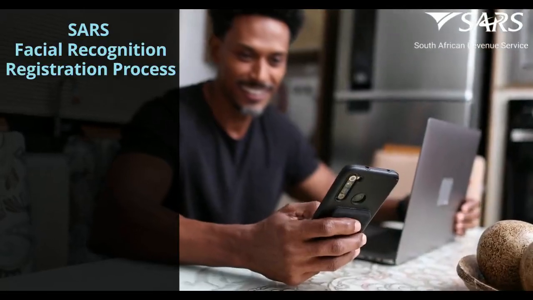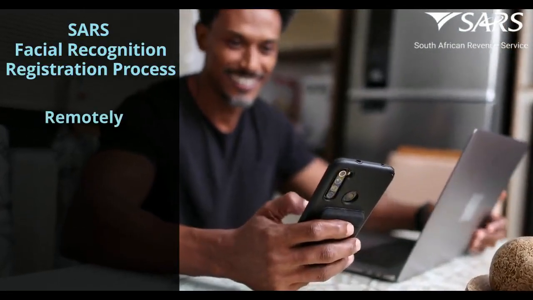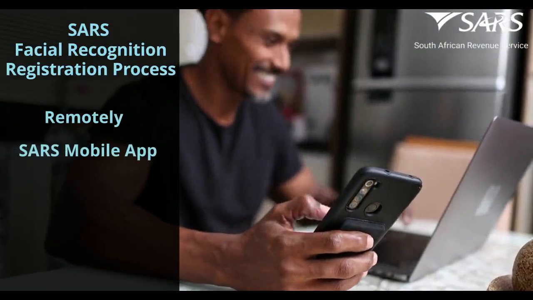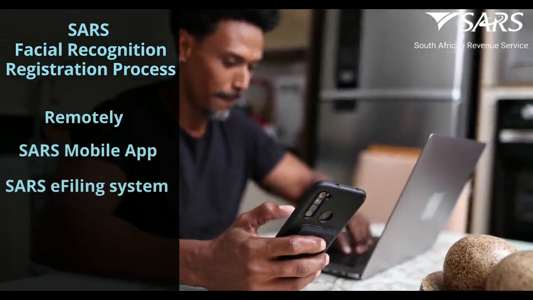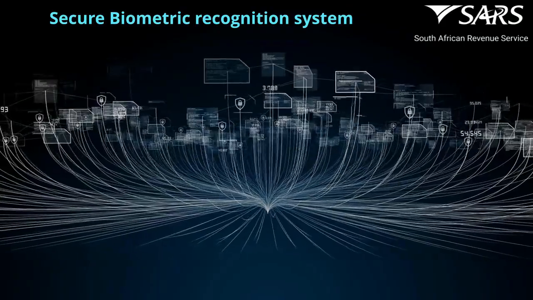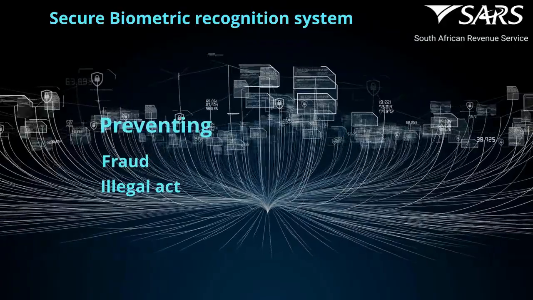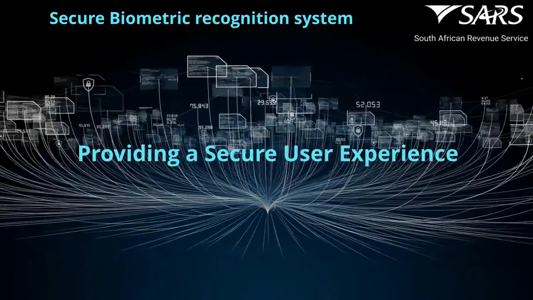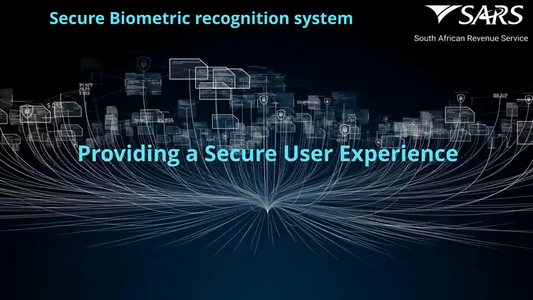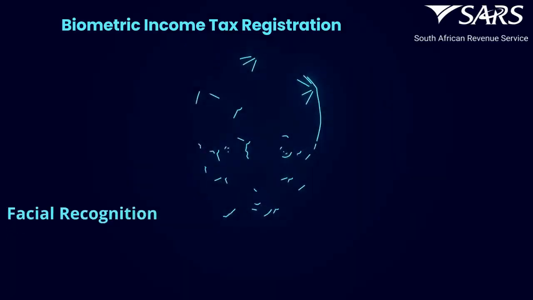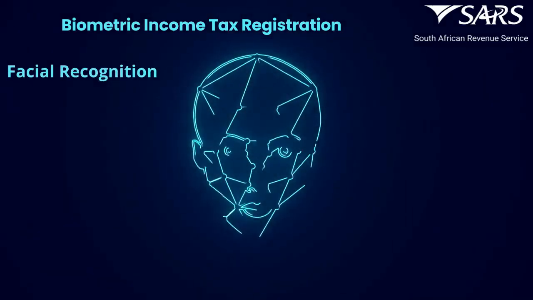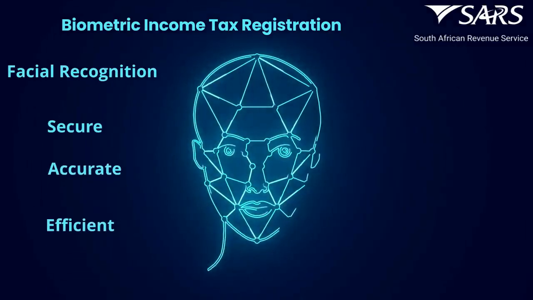SARS made it easy for you to register as a taxpayer remotely with the SARS mobile app on your mobile phone and with the SARS eFiling system. The biometric recognition system aids SARS in preventing fraud and other illegal activities while offering a secure user experience for taxpayers. Our biometric facial recognition system ensures you a secure, accurate, and efficient registration process.